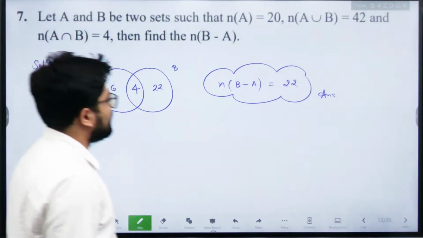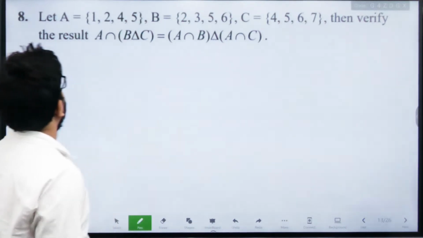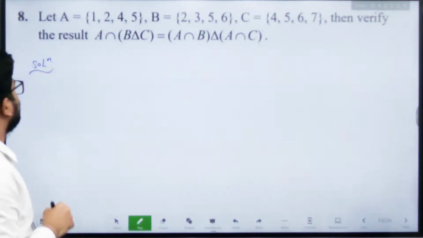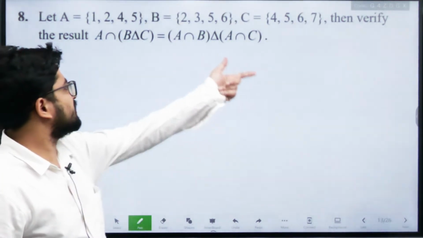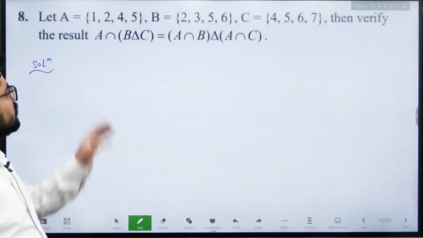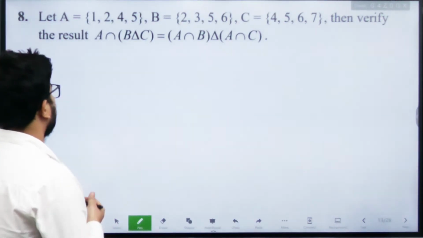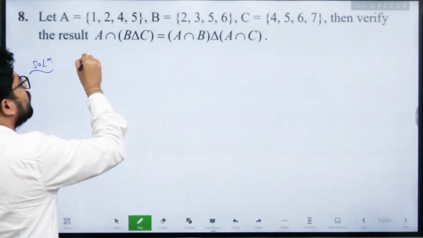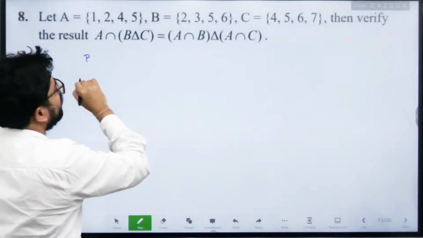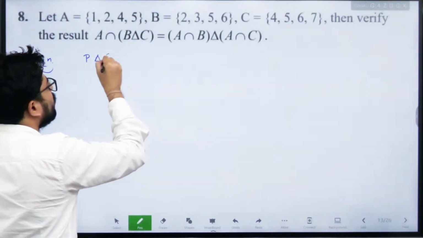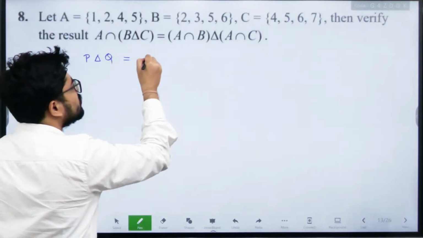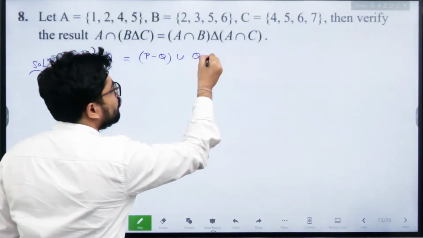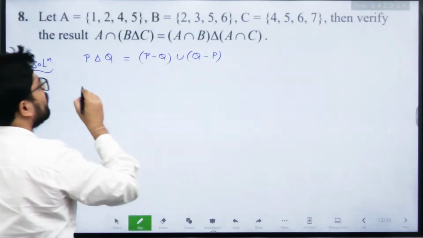Got it? Now next question. So you have set A, set B, set C, and you have to verify the given result. So first of all, what is B delta C? Let's say if you have P delta Q, what does it mean? P delta Q set means P minus Q union Q minus P.